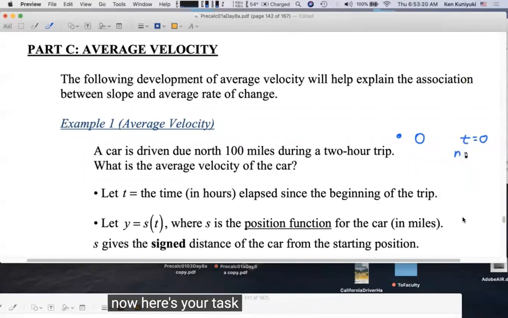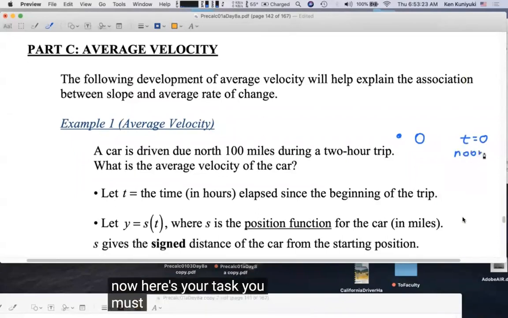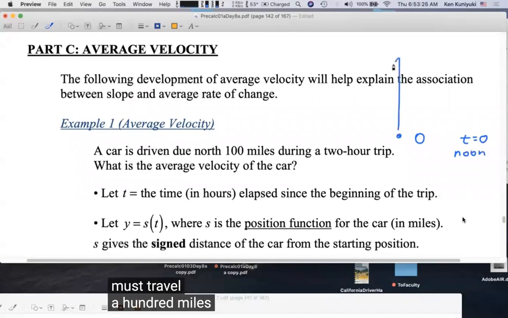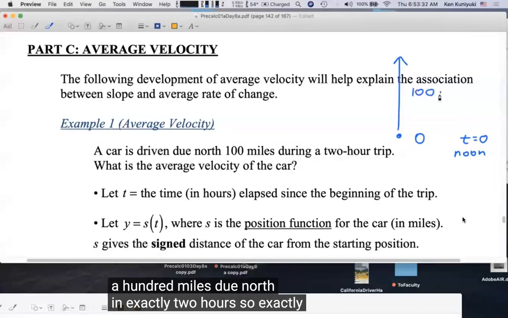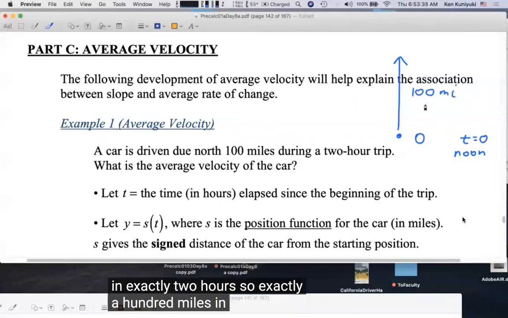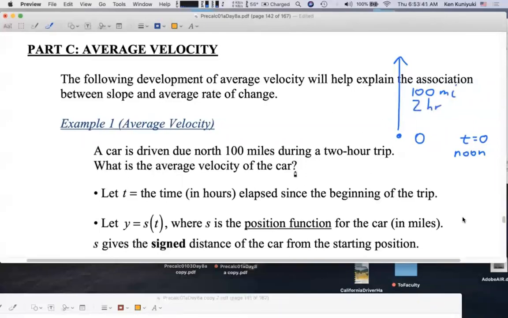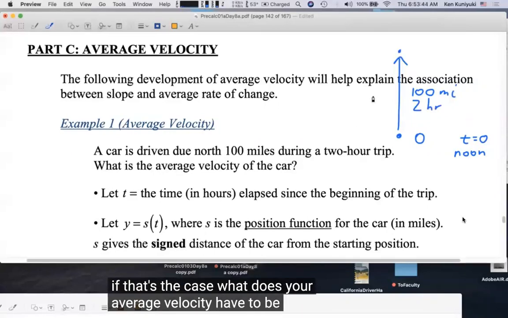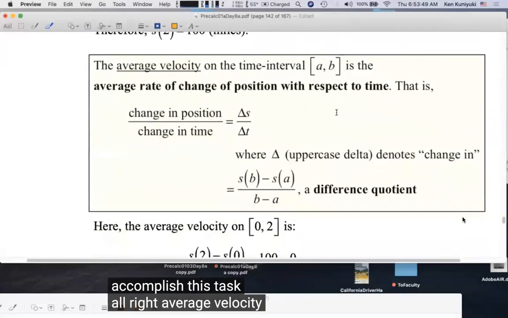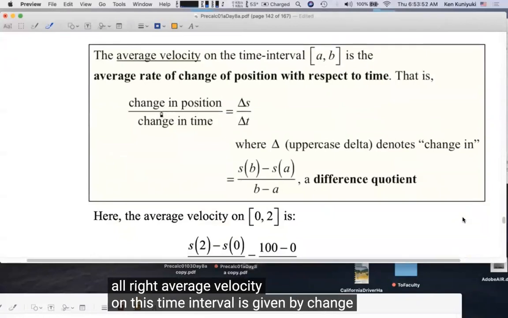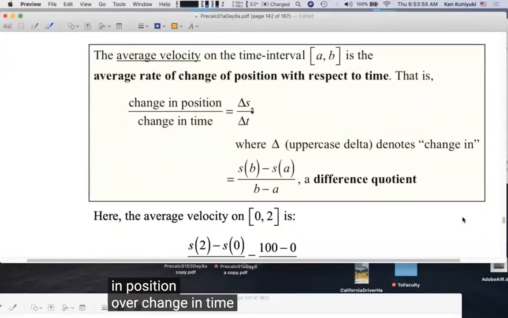Now here's your task. You must travel 100 miles due north in exactly 2 hours. So exactly 100 miles in exactly 2 hours. If that's the case, what does your average velocity have to be in order to accomplish this task? All right. Average velocity on this time interval is given by change in position over change in time. Position is often denoted by s. Change in position, delta s, over change in time, delta t.